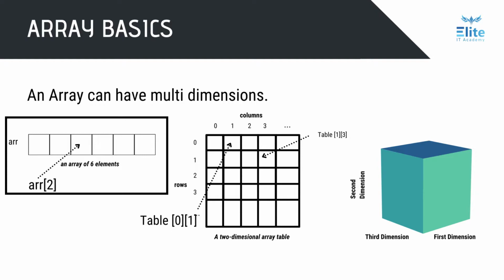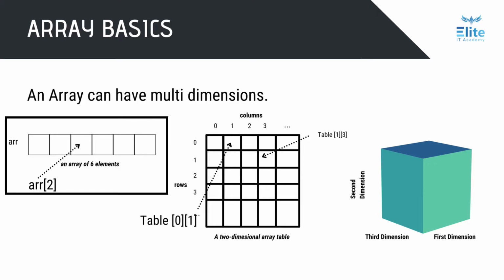These elements can be accessed using a single index value from 0 to the length of the array minus 1. So in this array, each element of the array can be accessed using a subscript from 0 to 5. As shown here, array of 2 accesses the value of the third element of the array.